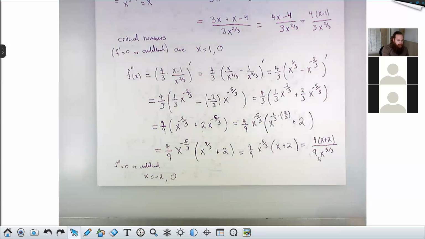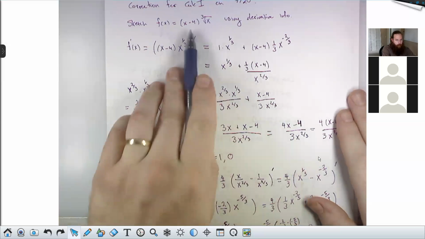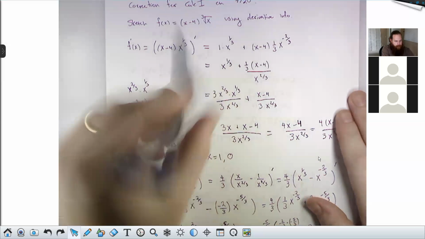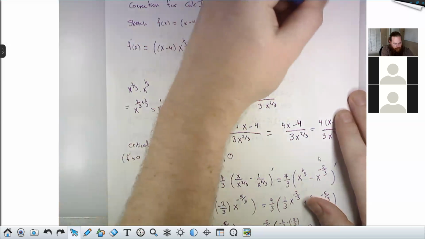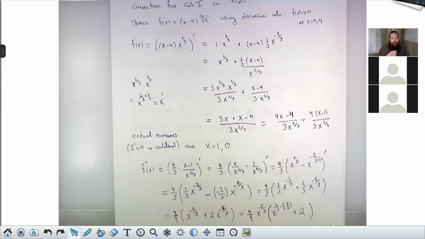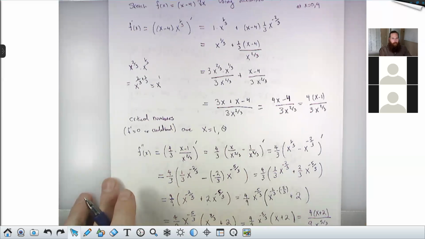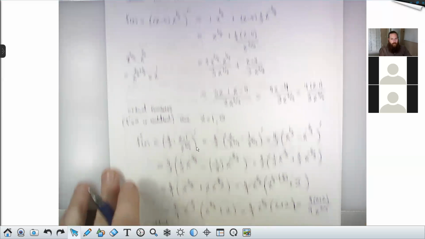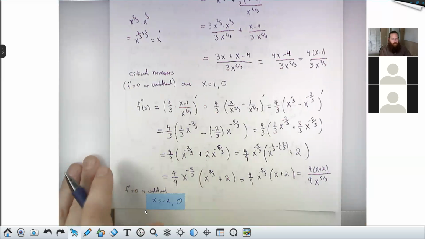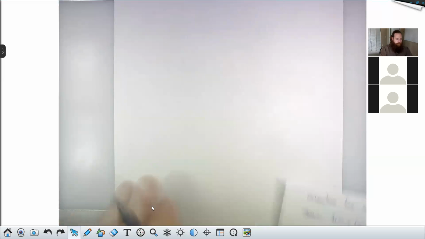Finally, f itself is equal to 0 at 4 and at 0. So f of x equals 0 at x equals 0 and 4. So when I go to make my number lines, the number line for f will have 0 and 4. The number line for f primed will have 0 and 1. And the number line for f double primed will have 0 and negative 2. I'm going to go ahead and make those number lines now.